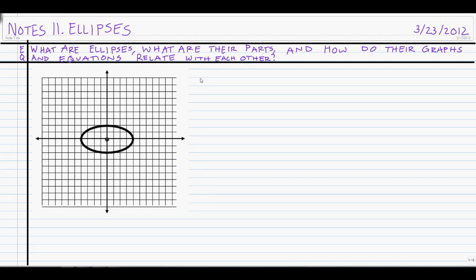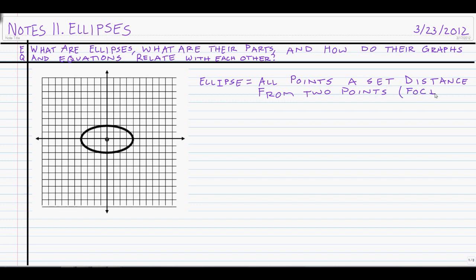So let's start with the definition. So what is an ellipse? I like to think of it as just a circle with two different radii, but in fact, an ellipse has its own way of thinking about it. It's all the points that are a set distance away from 2 points. So this time there are actually 2 points that function. I mean, there will still be a center, but there are 2 points. Those 2 points are called foci, or foci, it depends on who you ask.